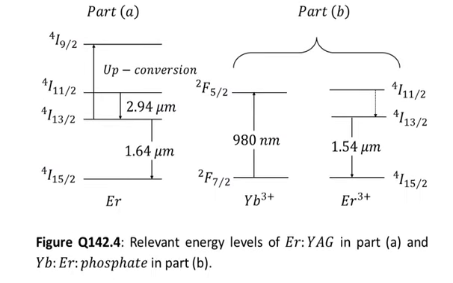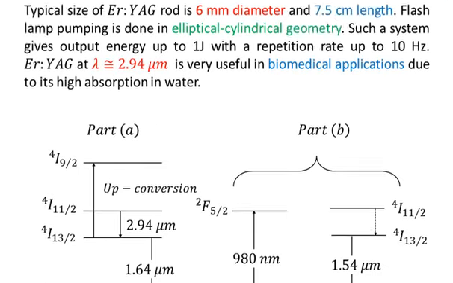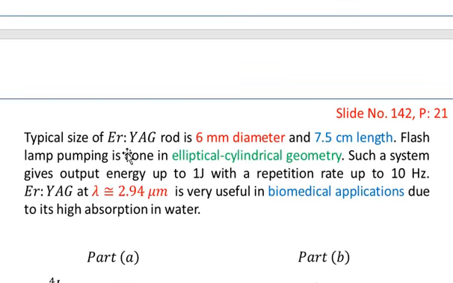So you see that the up conversion has been shown from the level 4I13/2 to the level 4I9/2, and this is only possible when there is a significant or increased addition of the erbium ions to the YAG crystal. Typical size of the erbium YAG rod is 6 mm in diameter and 7.5 centimeter in length.